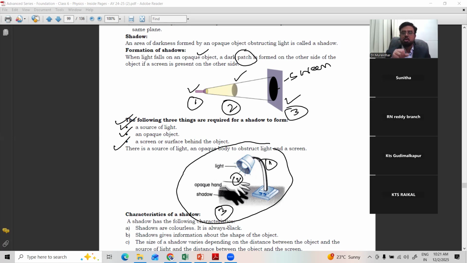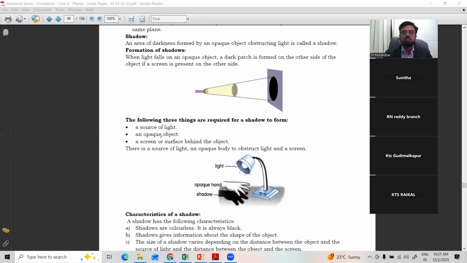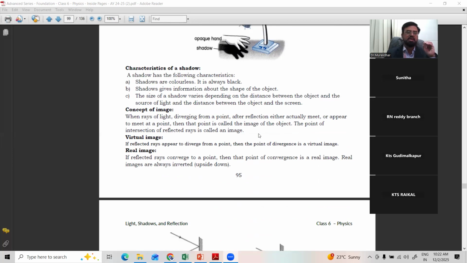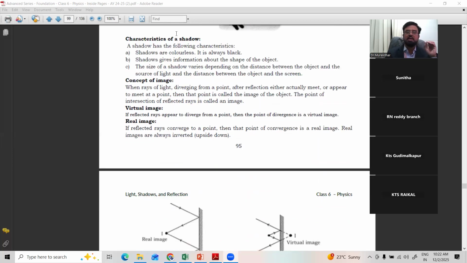You may be thin. You may be fat. You may be tall. You may be short. No matter. The shadow is always black in color. If you wear any kind of dress, your shadow looks only dark. So, clear? Shadow is formed when the source of light is obstructed by the opaque object. This is given finally.